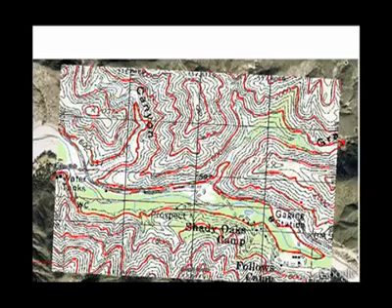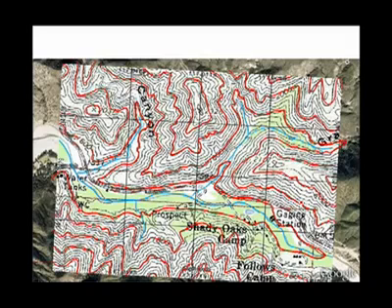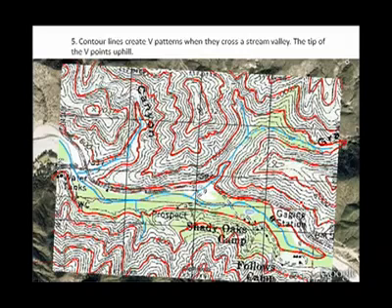Those detours can be found on all the contour lines, and that ends up being one of the rules, is that contour lines create a V pattern when they cross a stream valley, and the tip of the V's point uphill. So here's the tip of a V right there, and here's the tip of a V right here, and they're both pointing uphill. Water flows down, the V's point up.